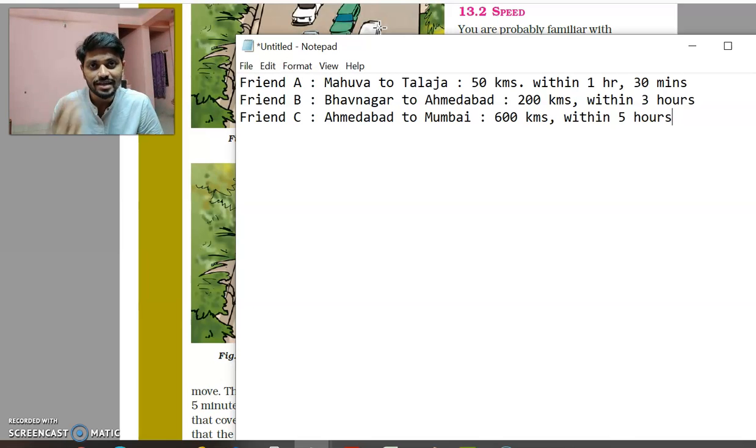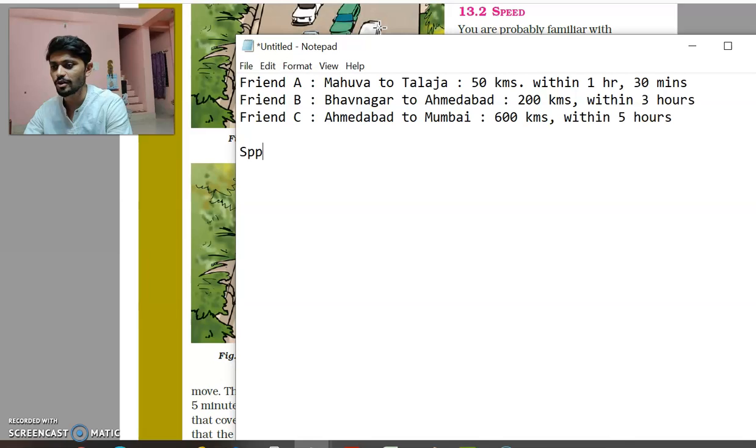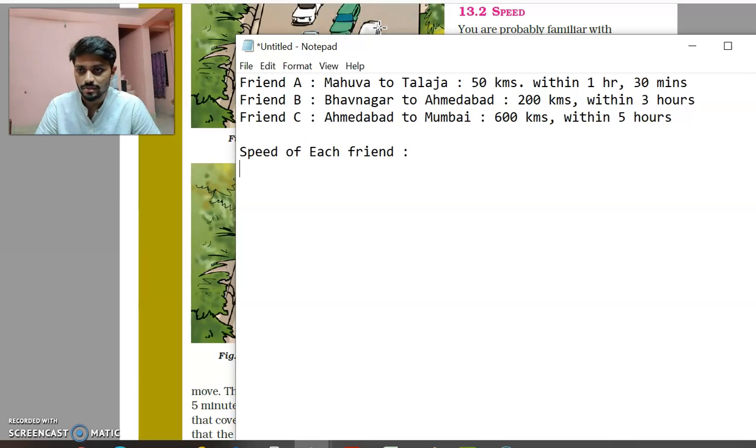We are not sure. We need at least some time to think. So what we are doing is we are calculating the speed of each friend. So here, just imagine what the times are. What are the times of each? As I said, what is speed? Speed is the distance traveled in a unit time. That is nothing but my speed.